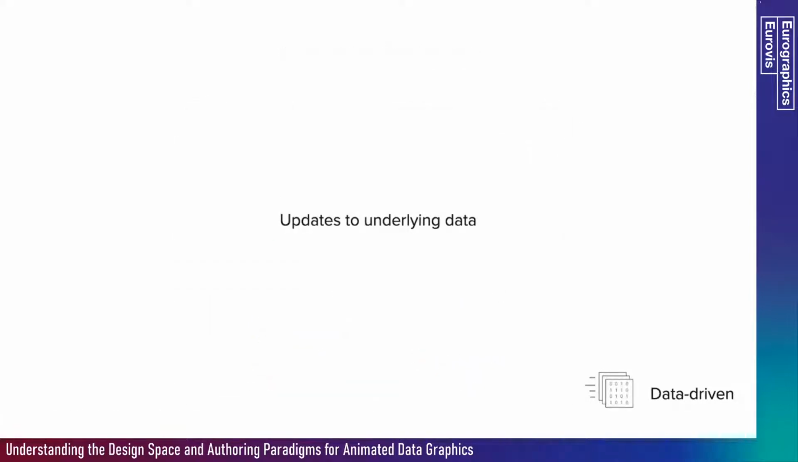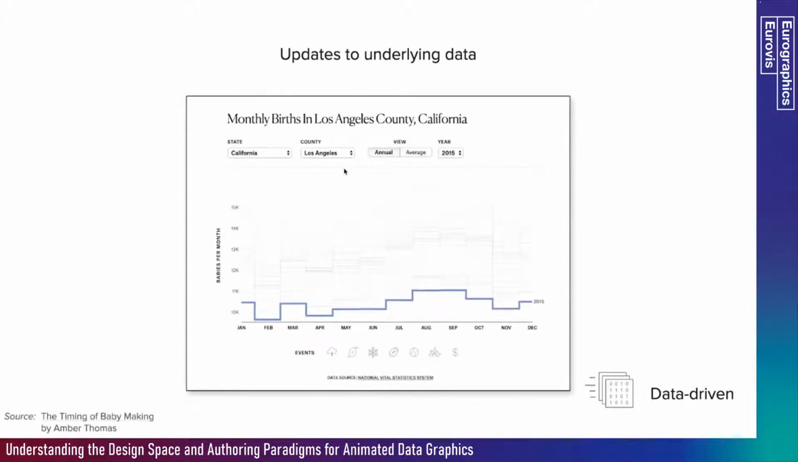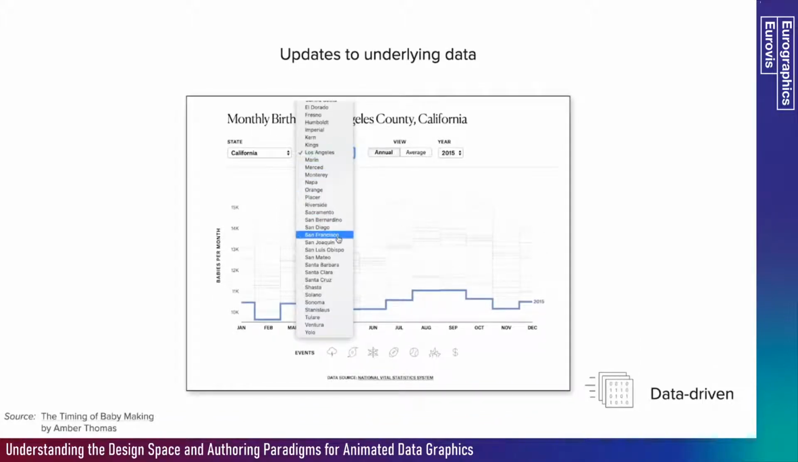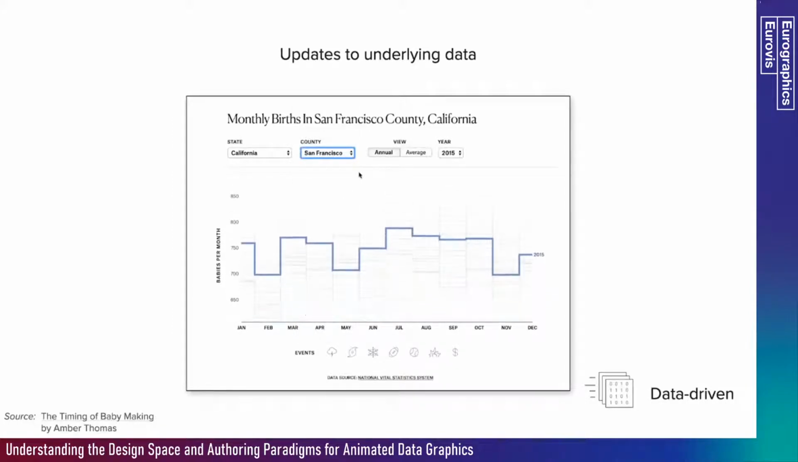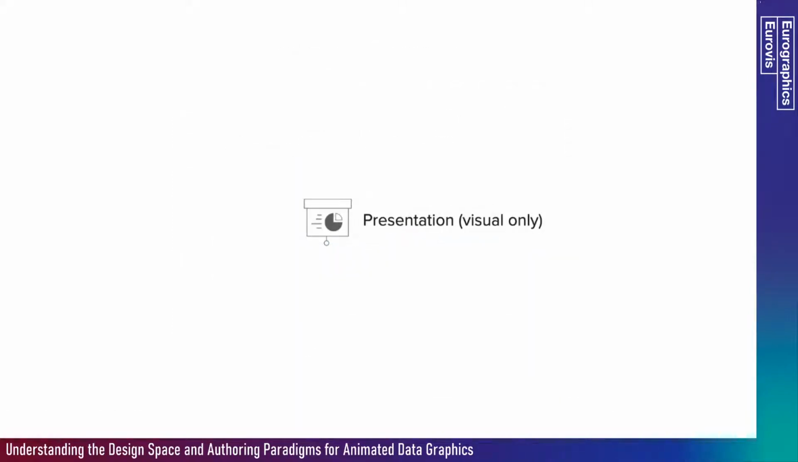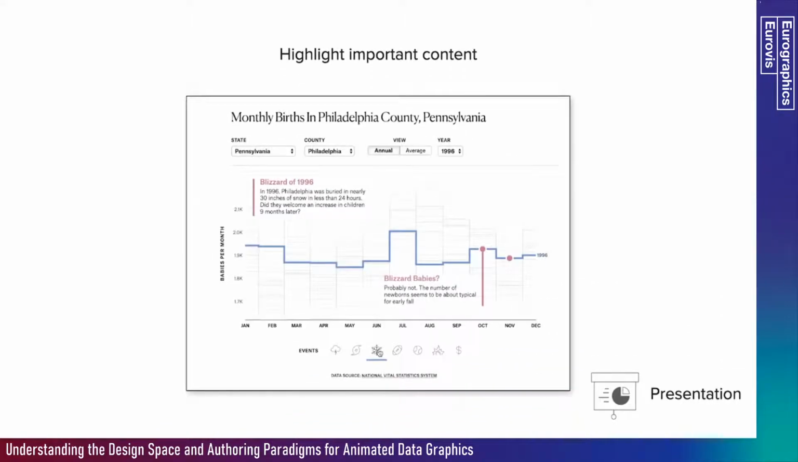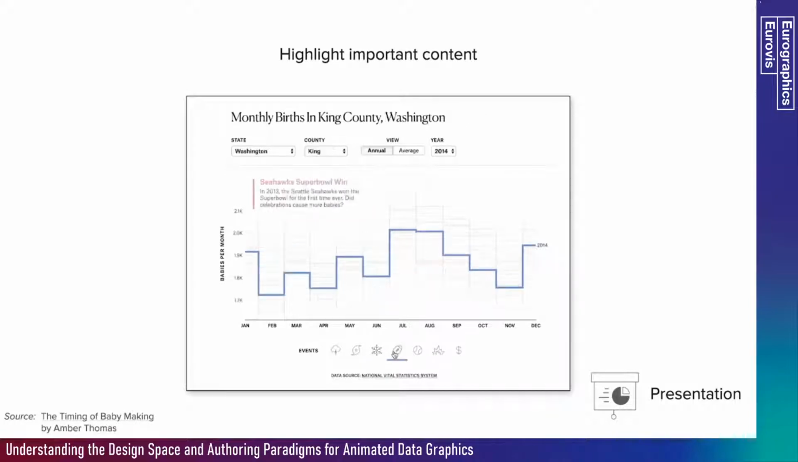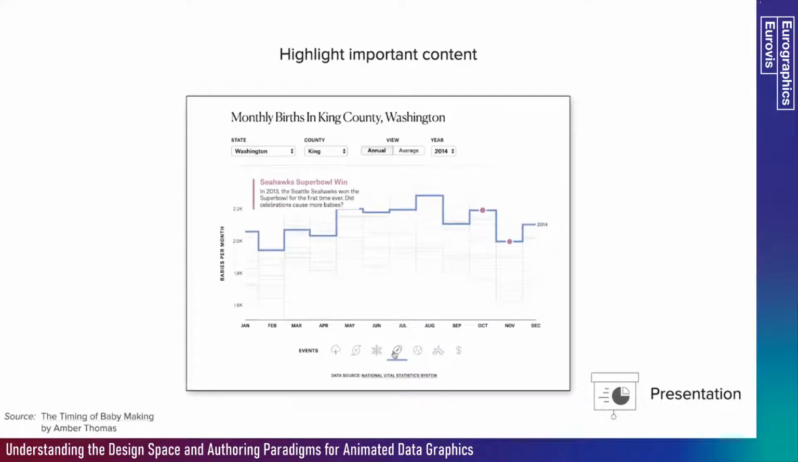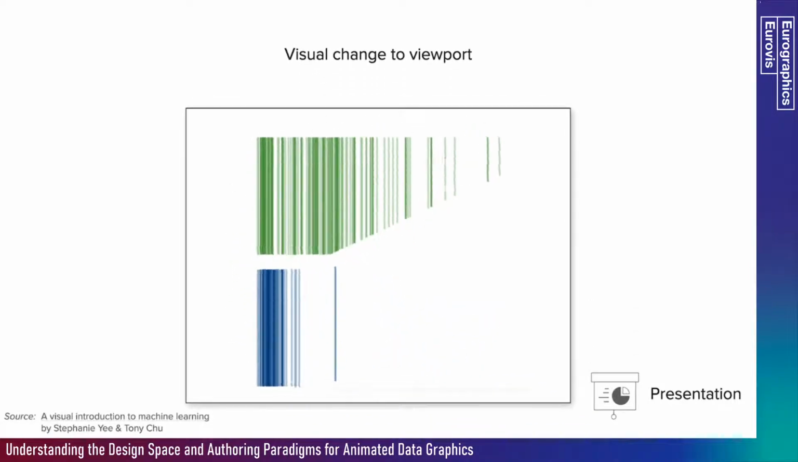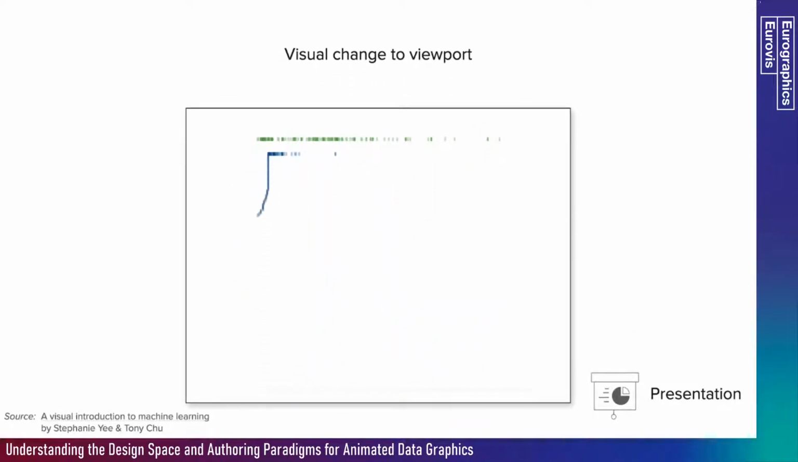Animations may also be driven by updates to the underlying data values, such as this visualization transitioning the data from Los Angeles to San Francisco counties. Next, we'll look at animations driven by visuals alone, serving a role in presentation. Animation annotations can emphasize content of importance, such as highlighting a specific year, or visual changes to the entire viewport of the data graphic, such as this initial rotation of the chart that cues a transition to a histogram.